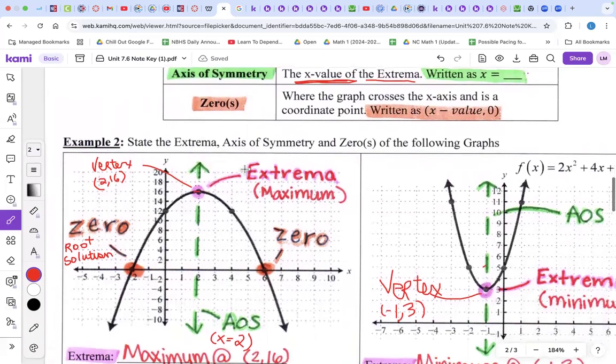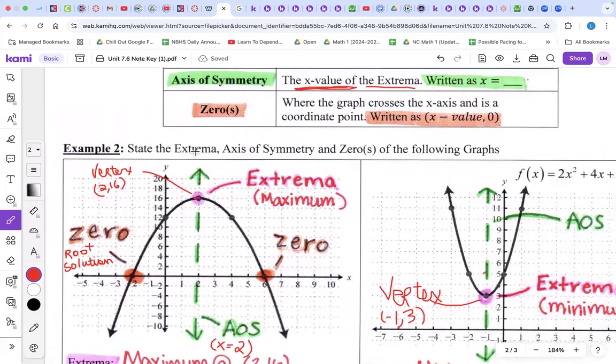Now, right here it says state the extrema, axis of symmetry, and zeros of the following graphs. So I need you to put a dot here at the top. That's the absolute top of your parabola. That's as high as it can go. That's its extrema. And because the curve is on the top, it's called a maximum. That's as high as it'll go.